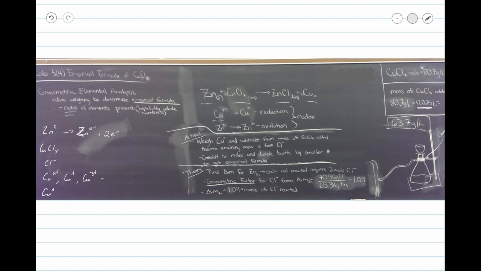So we're going to determine the mass of copper chloride from the volume we will be using. We are going to be using 25 milliliters of CuClx. This is in water. Originally, 80.7 grams of this copper chloride was placed into a liter of water.